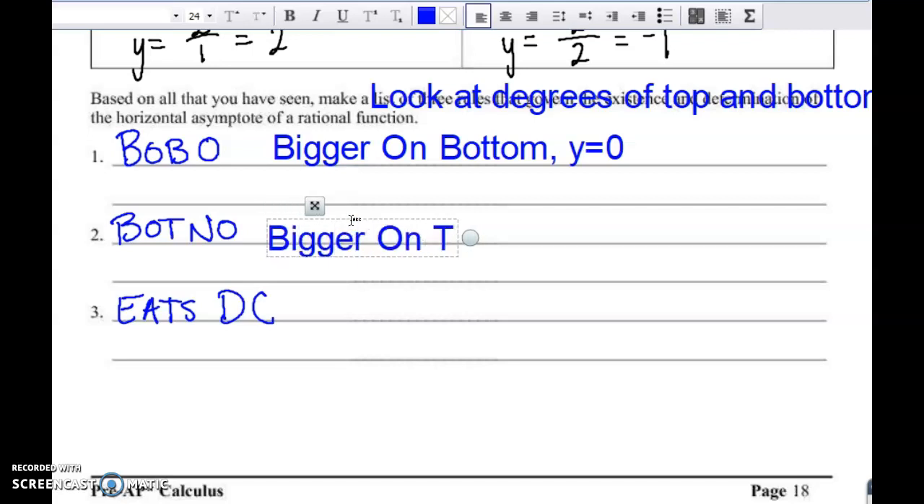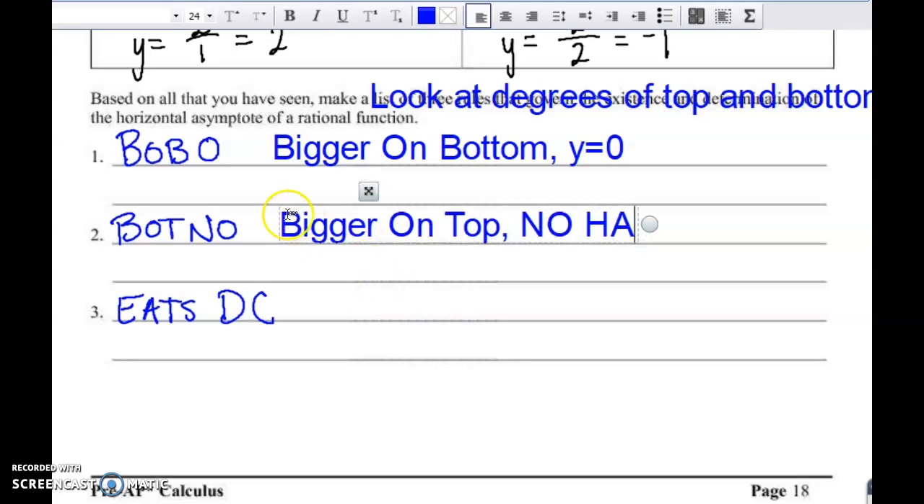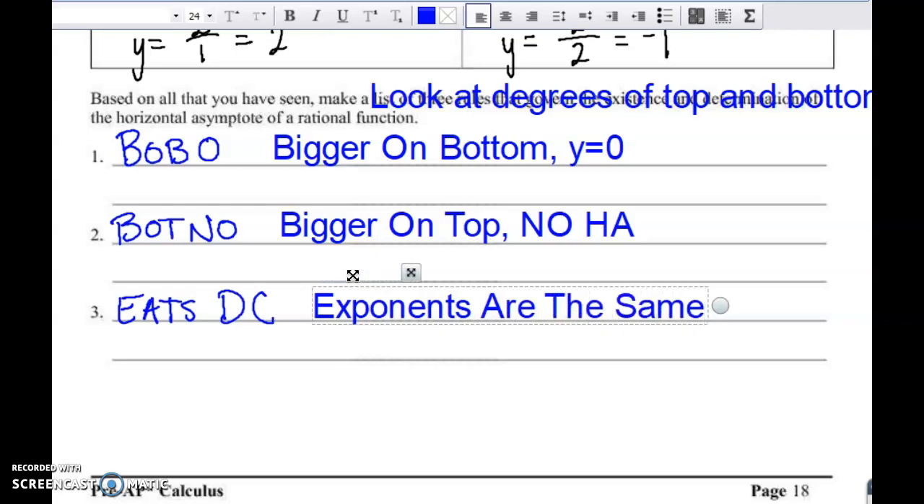Bigger on top. No horizontal asymptote. And then the last, if neither of these made any sense, but maybe that helps you remember: bigger degree is bigger on bottom, y equals 0. Bigger on top, again looking at the degrees, there's no horizontal asymptote. Then what eats stands for is exponents are the same. Then you divide your leading coefficients.